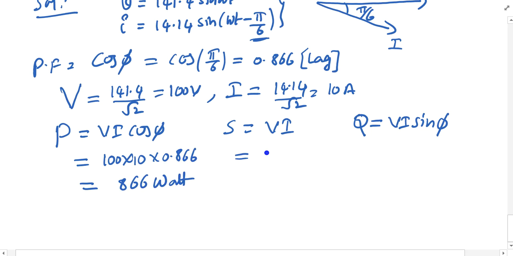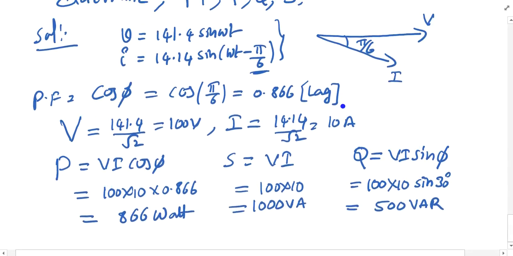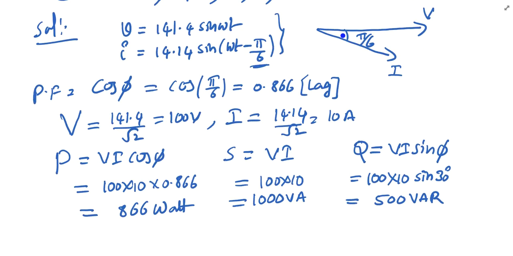Now go for this one. This is 100 into 10. You are getting 1000 volt amperes. Then for reactive power, it is 100 into 10 into sin φ. Sin φ means sin 30 degrees, isn't it? So if you do this one, you get 500 volt ampere reactive, you can say VAR. So this is how you can get these different values, and you are able to find the voltage, power factor, active power, reactive power and other factors here.